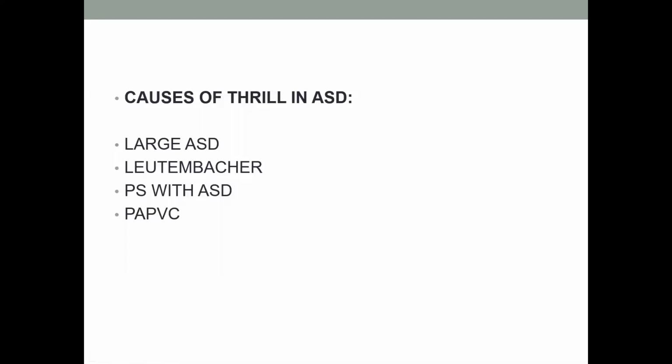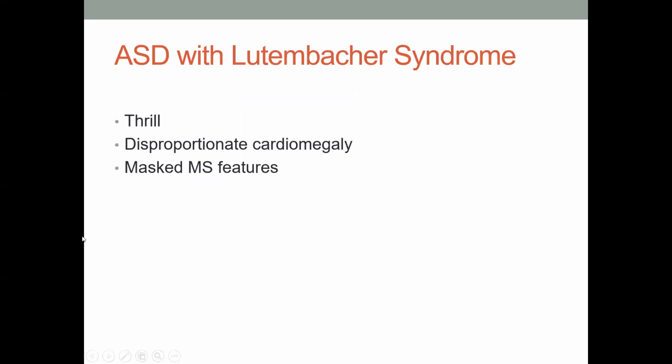So there are 4 possibilities. Let's list them, and if possible, try to distinguish each of them. One of them is large ASD itself. Up to 25% of ASD can have a thrill. So when you have a diagnosis of ASD with thrill, make a diagnosis of ASD with thrill. Lutembacher, which is almost always acquired mitral valve disease, could be MS, could be MR, is one important cause. And then pulmonary stenosis with ASD also has a thrill, and features suggest that, we'll come to that. And the other cause could be a PAPVC, that means partial anomalous pulmonary venous connection.